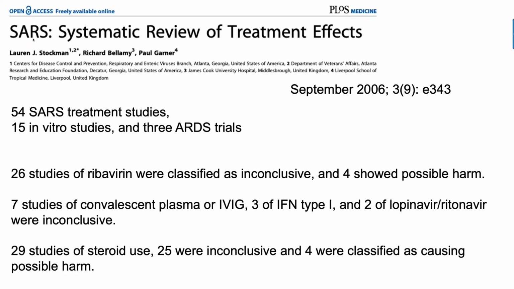actually showed harm. And then there were other studies: convalescent plasma, something we're looking at now, or IVIG, 3 of interferon type 1, and we're looking at that again for this current pandemic, and 2 of lopinavir or tenofovir, protease inhibitors, which are currently also being looked at in this pandemic, and all of these were inconclusive. And of course, if all else fails, we use steroids, and there were several studies in the SARS epidemic, predominantly inconclusive, and at least 4 that demonstrated harm.